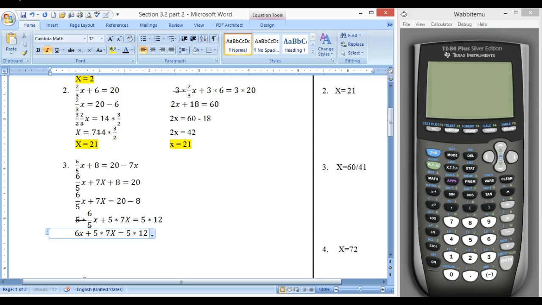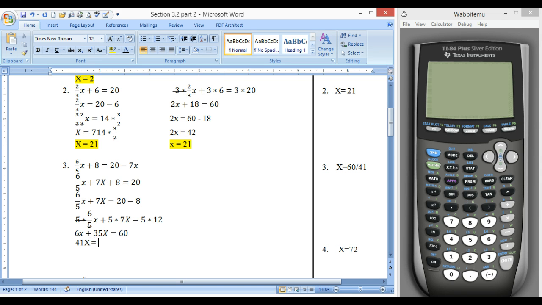I have a 6 there now. And over here, 5 times 12 is 60, and 5 times 7 is 35. There we go. So now for my next step to show my work, 6 plus 35 gives me 41.